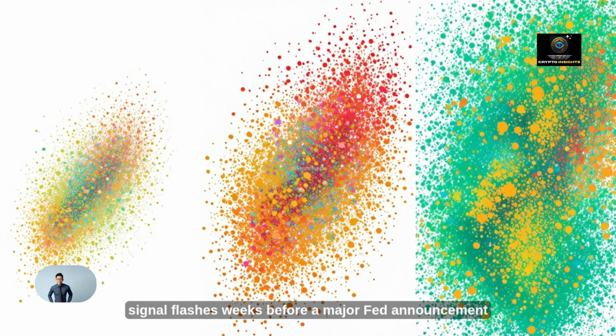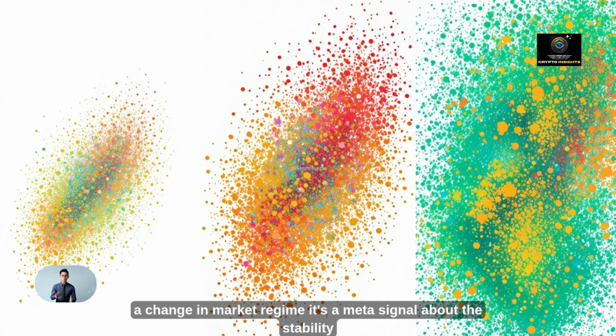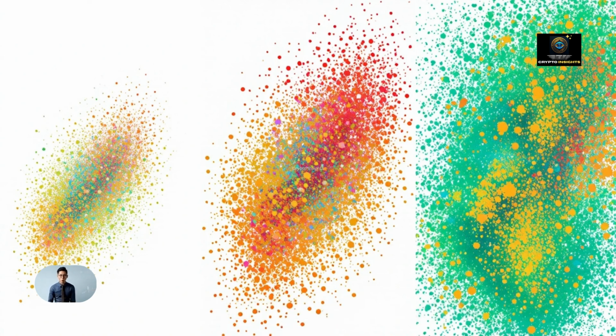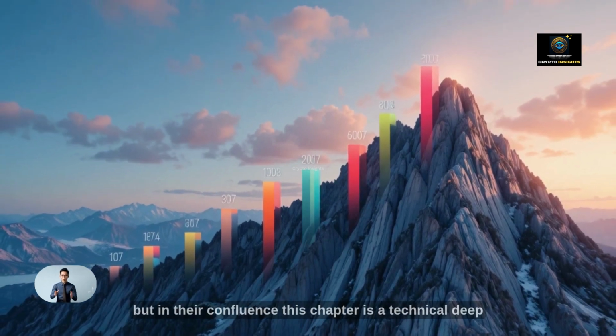This decay signal flashes weeks before a major Fed announcement causes chaos. This is a smoke alarm for a change in market regime. It's a meta-signal about the stability of the system itself. The real power is not in each signal alone, but in their confluence.